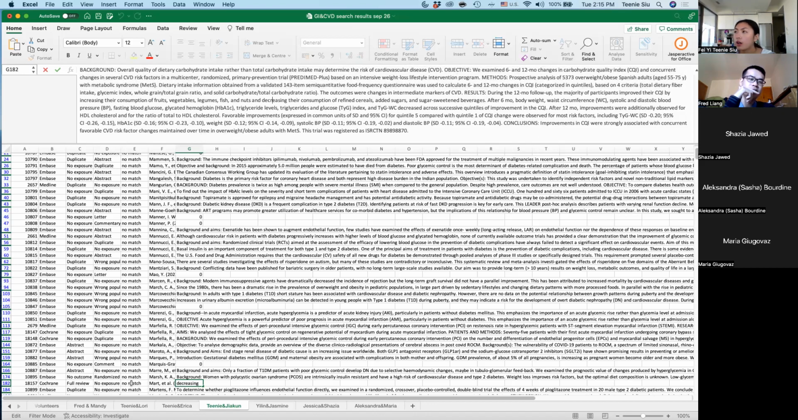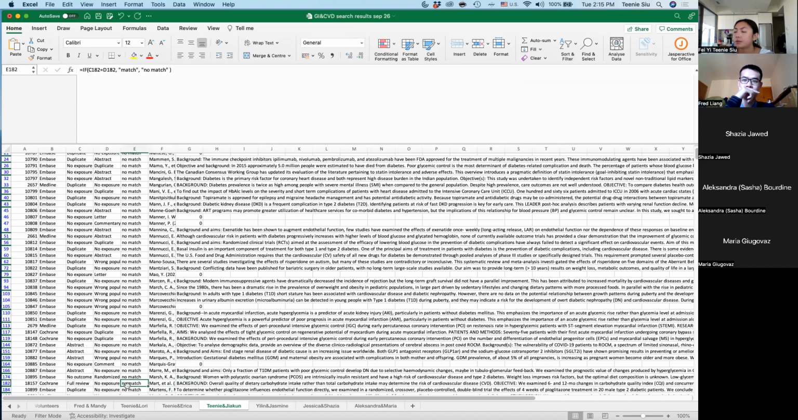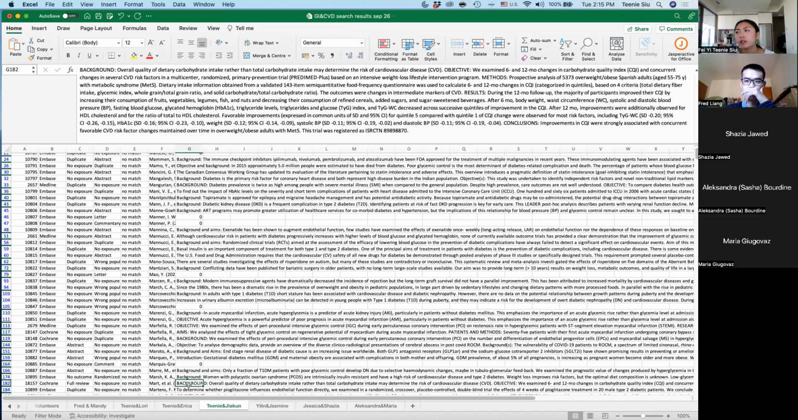Yeah, I mean, multi-center could mean different hospitals, but the word randomized makes it a randomized control trial. Yeah, which is something we're not looking at, because we're only looking at prospective studies. And I wrote no exposure of interest because CQI is not really the exposure we're looking at.